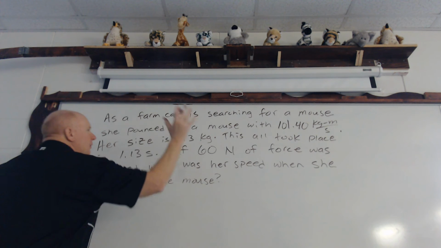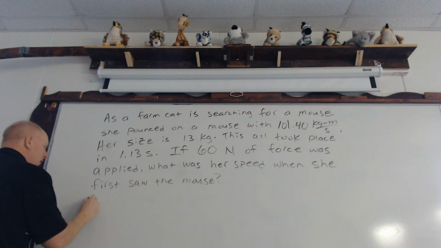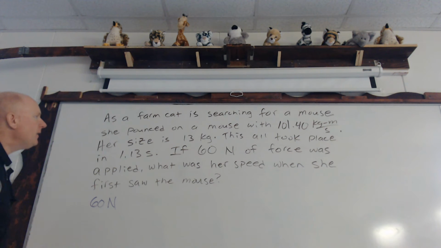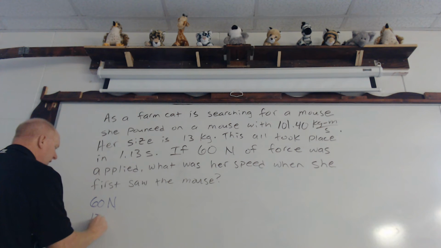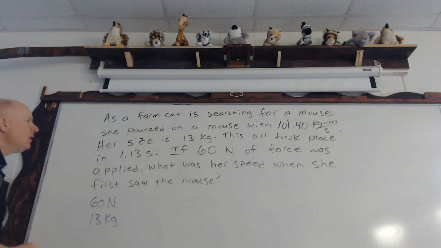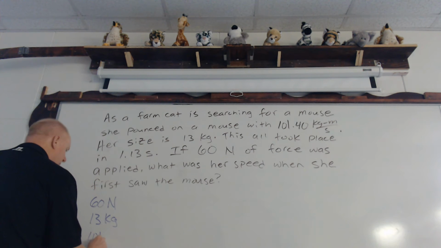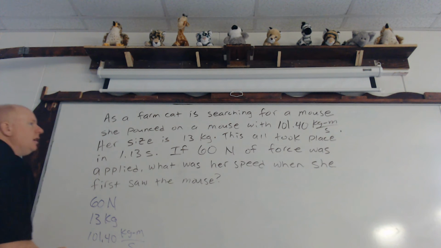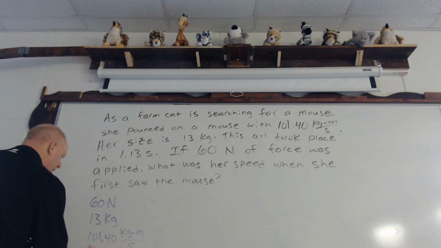So as we look at this, let's look at some of the numbers that we do know. Okay, we see this one pops out, 60 newtons. Anything measured in newtons, we know is a force. Okay, and her size, it doesn't say mass, but we'll go with 13 kilograms. Okay, and then we've got, let's see here, 101.40 kilograms dash meter over seconds. And we should have another variable. Yes, we do. And that is 1.13.